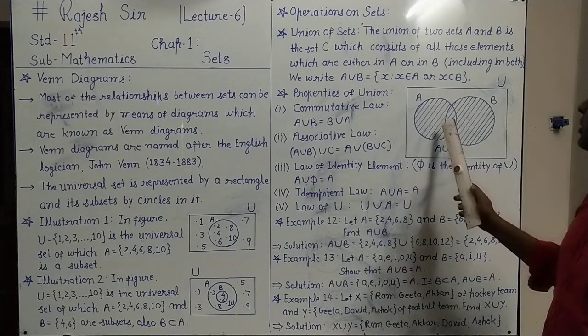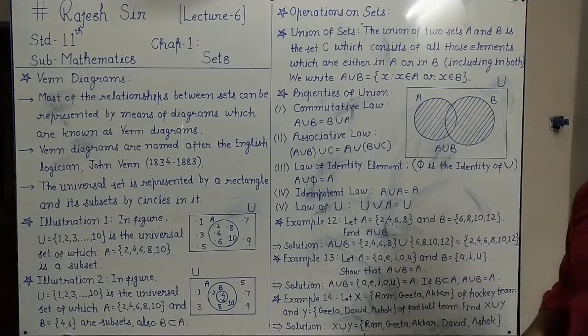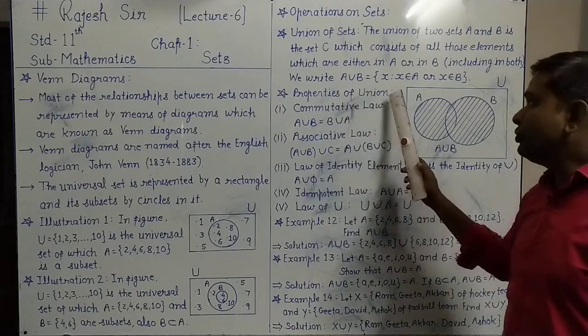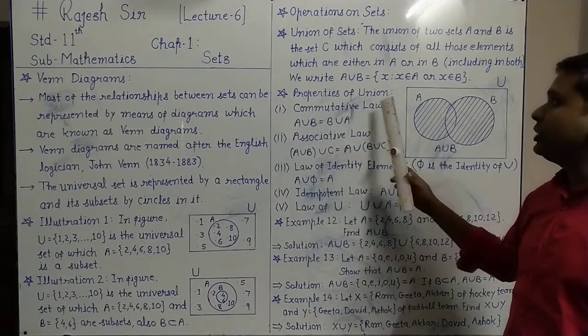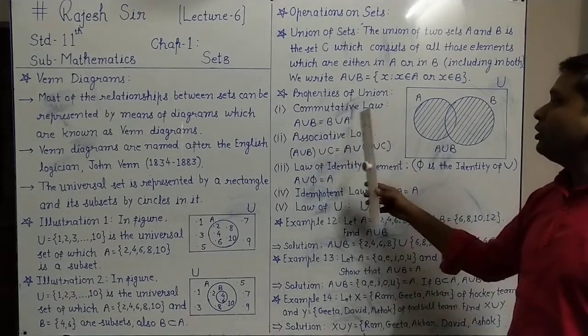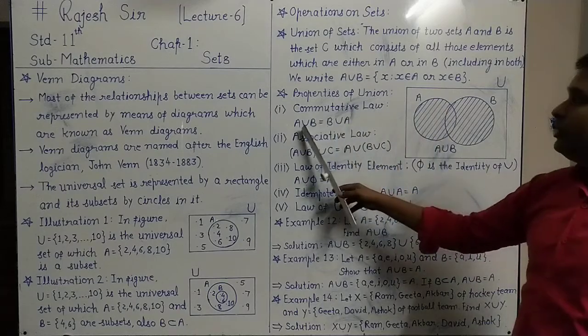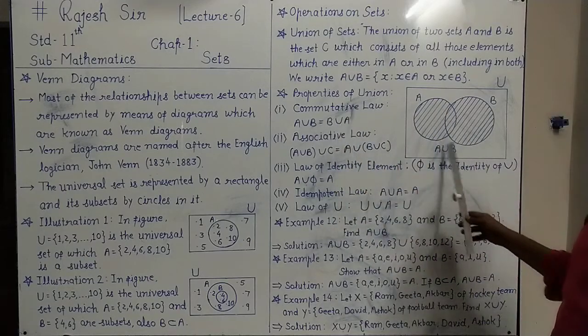So this is the A union B in Venn diagram we can show. Now some properties of union set: first is commutative law. In commutative law, in union, A union B will be equal to B union A.